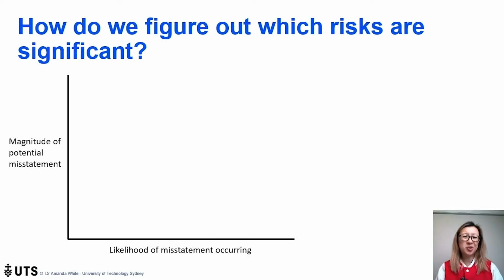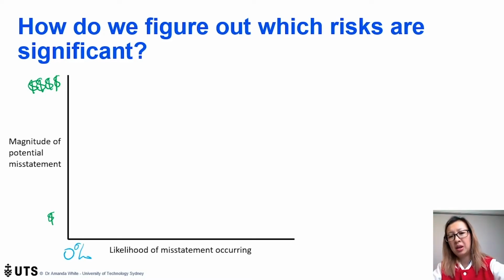So how do we figure out which risks are significant? Now remember I told you before that ASA 315 says look at the potential magnitude of misstatement and the likelihood. So remember the magnitude, I'll do this in green. These are like really big dollar issues. These are small dollar issues, and the likelihood, this is like 0% chance of happening, and this is 100% chance of happening. So how do you figure out which risks are significant? Well, what you do is you take your ROMMs, your inherent risks, especially your ROMMs, and you put them on this matrix.